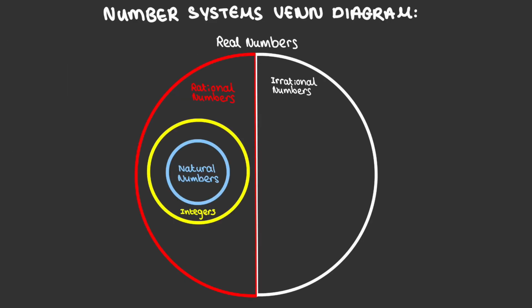Here is an updated version of the Venn diagram that we took a look at in the last video. You can see that the set of integers and natural numbers are inside the set of rational numbers. In the next video, we'll take a look at the set of irrational numbers and then the set of real numbers.